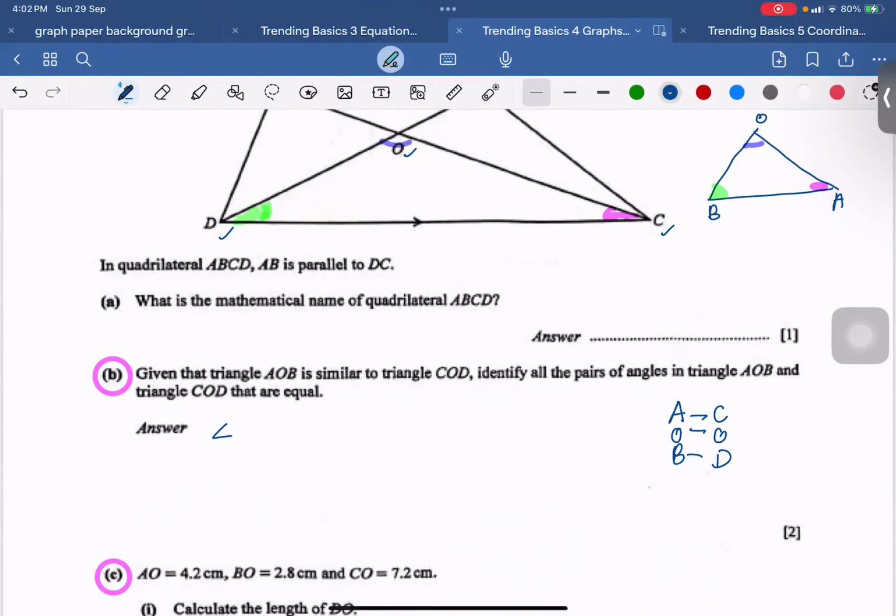Make sure your labeling is correct. Then they want all the angles that are equal. Angle ODC equals angle OBA. Angle OCD equals angle OAB.